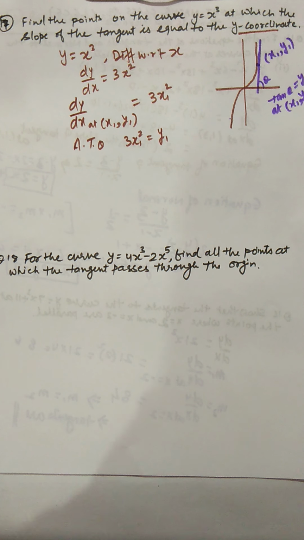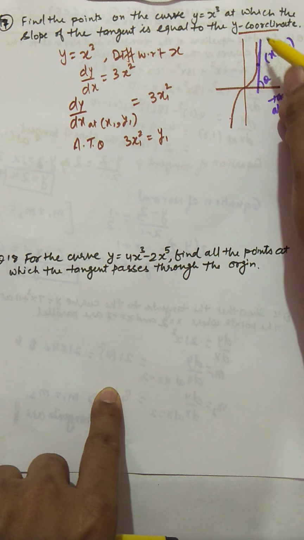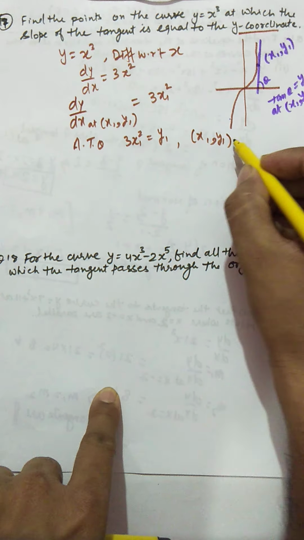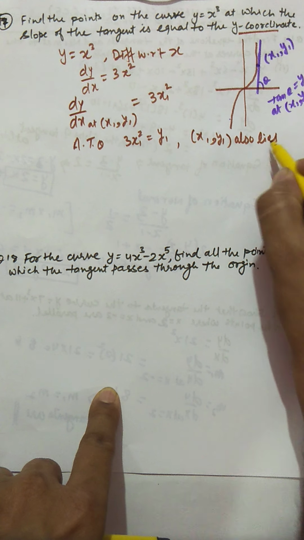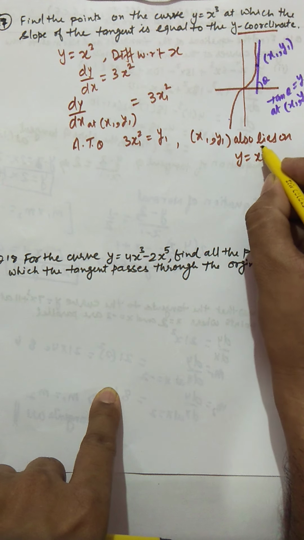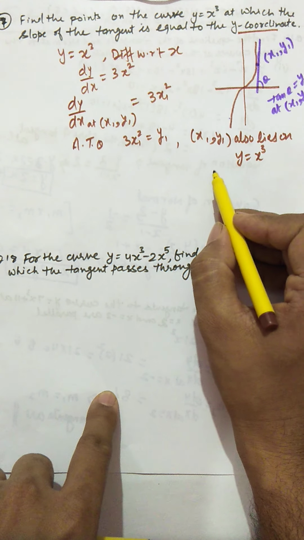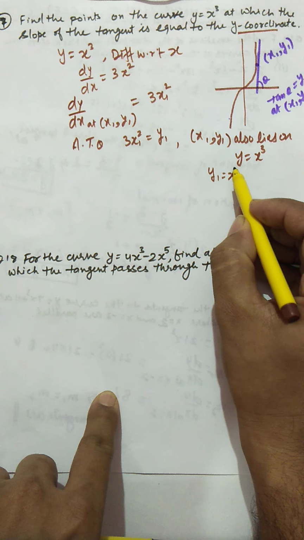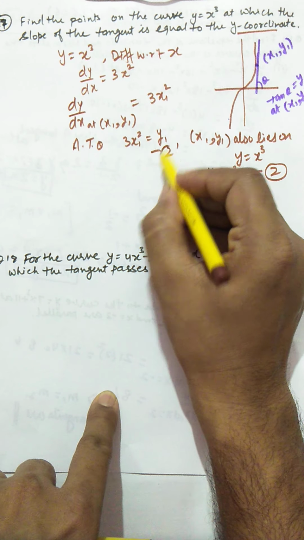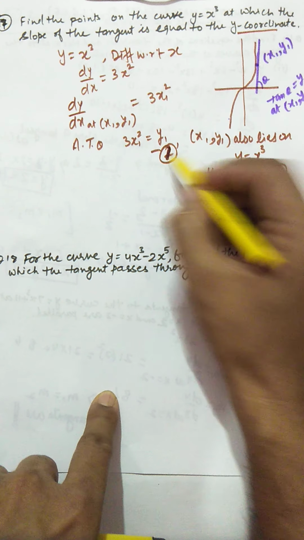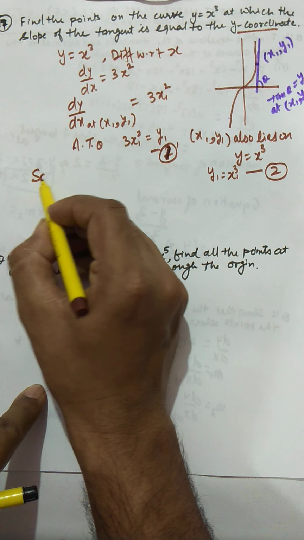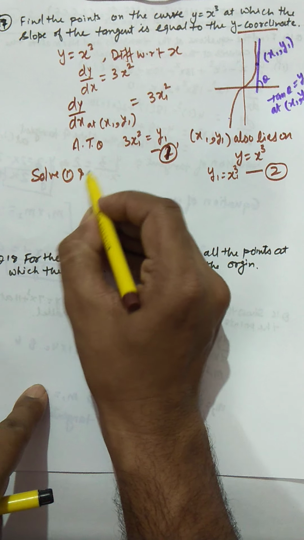Now we have to find the point. How can we find the point? You know that this point x1 comma y1 also lies on y equal to x cube. So we put the value there also, and we get y1 equal to x1 cube. Let's say this is equation number 1 and this is equation number 2. Now we have to solve 1 and 2 to get x1 and y1.